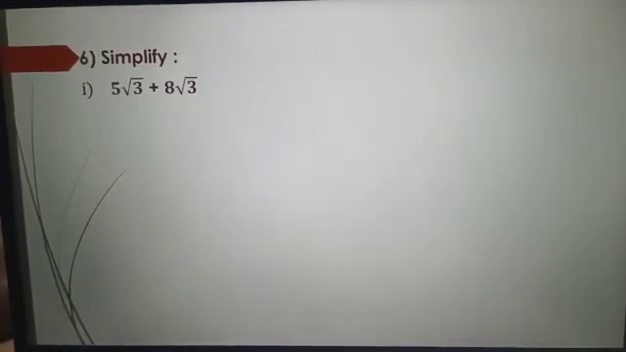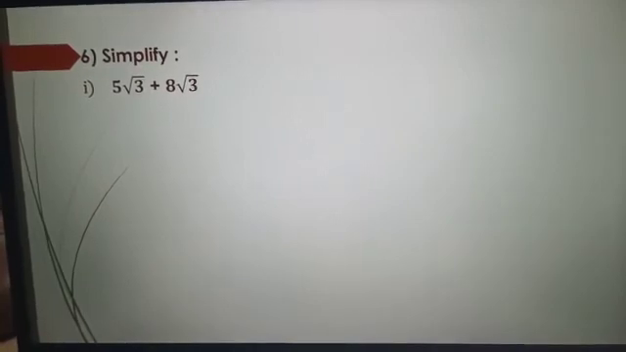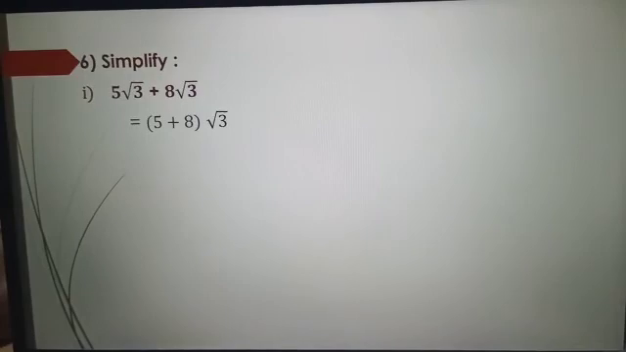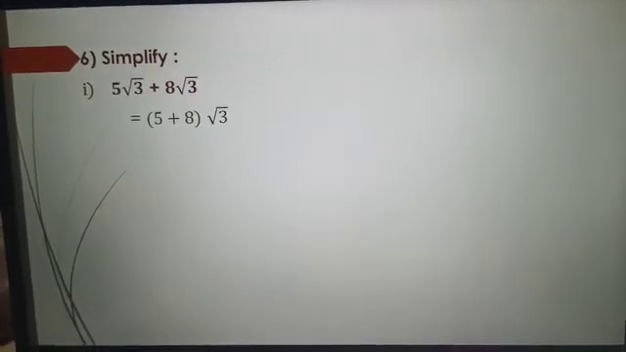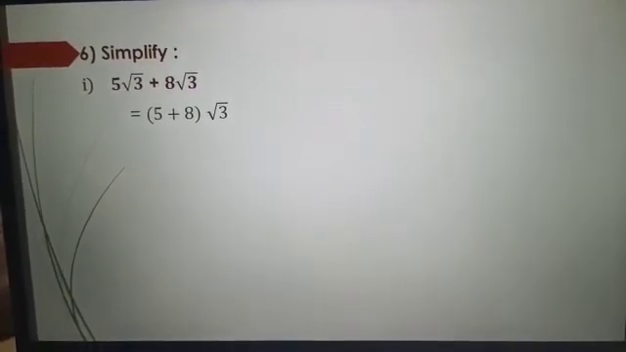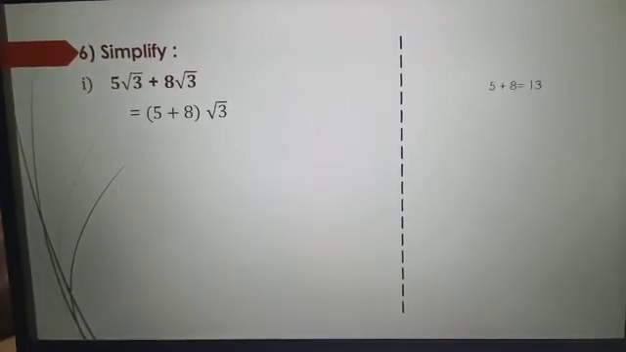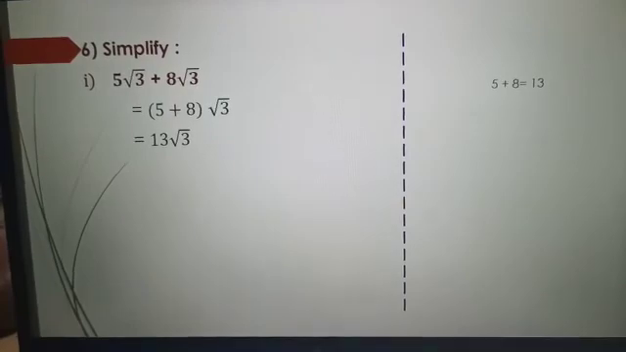5 square root of 3 plus 8 square root of 3. Here look at the number before the radicand sign. 5 and 8 are there. So first we have to add 5 and 8. 5 plus 8 is equal to 13. So 13 square root of 3.